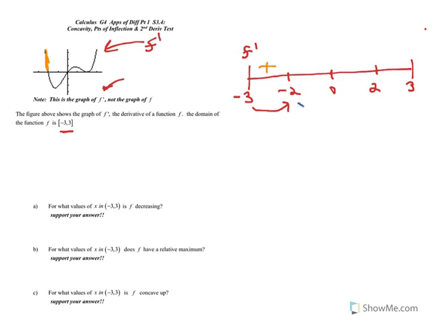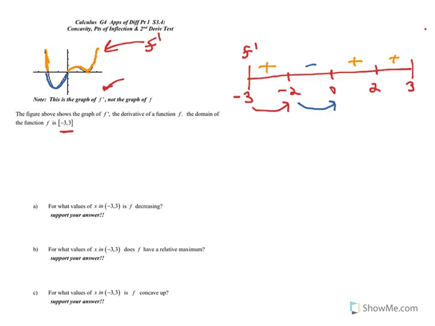And then if we look from -2 until 0, notice that all the y values are below the axis, so they're all negative y values. And then from 0 to 2, they're all above the axis again, so all the y values are positive. And then from 2 to 3, they stay above the x-axis, so they stay positive.